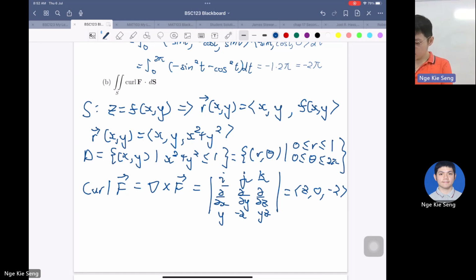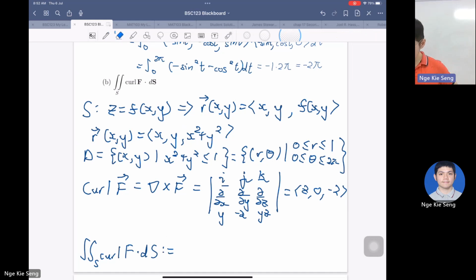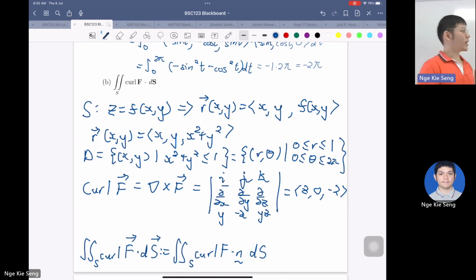Let's see what else we need. We start with this integral here, curl F dS. By definition, this is what? Just now we computed this, but let's repeat. The definition of this one is curl of F dot the normal vector, sorry, normal vector, dS. Be careful here.